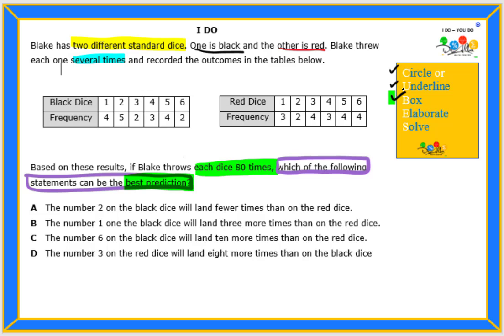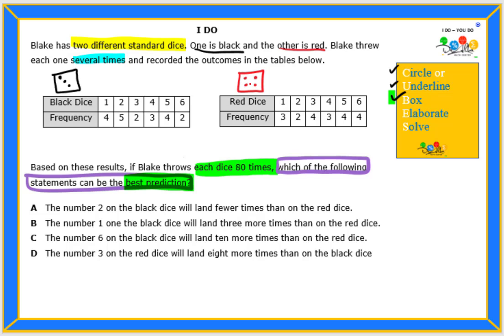Okay, so now I'm going to take a look at this information that was given to me. I want to be careful, so I noticed that they said that this one was the black dice, and they said that this one is the red dice. Okay, so now let's take a look at how many times, because they said Blake threw each one several times.